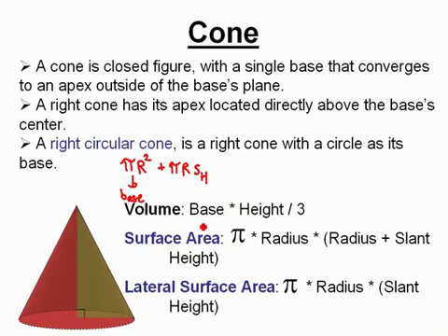And the slant height is really simple. Like before, the radius and height make a right triangle, with the slant height being the hypotenuse right there. So pi times the radius times the slant height will give you the lateral surface area. And lateral surface area plus base gives you total surface area.